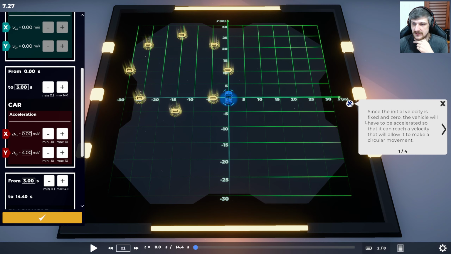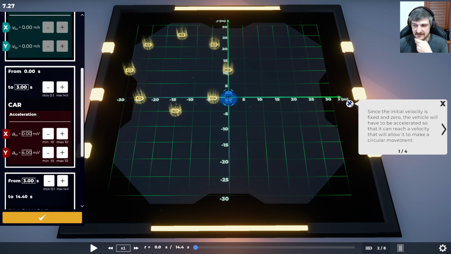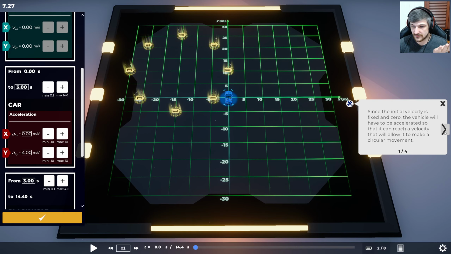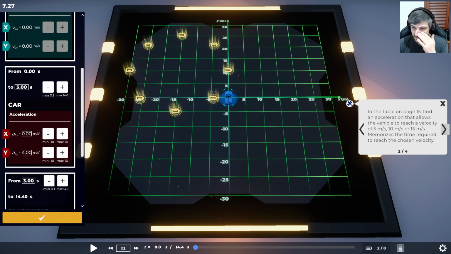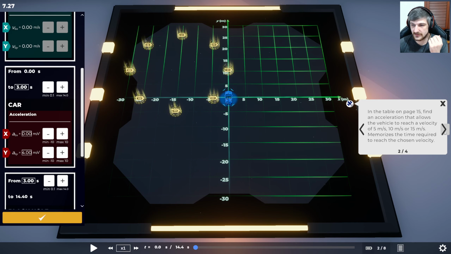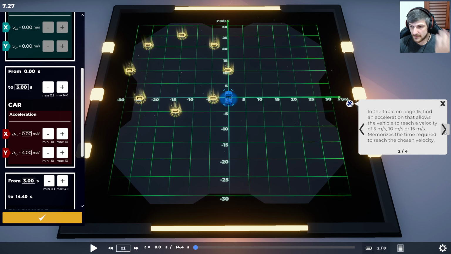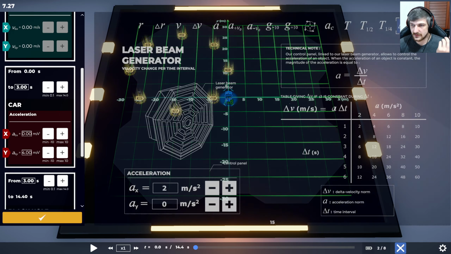I'm going to look. Since the initial velocity is fixed and 0, the vehicle will have to be accelerated so that it can reach a velocity that will make it allowed to make circular movement. Yes. In the table on page 15, find the acceleration that allows the vehicle to reach a velocity of 5, 10, or 15. Memorize the time required, the chosen velocity. No, we know that. We know this.